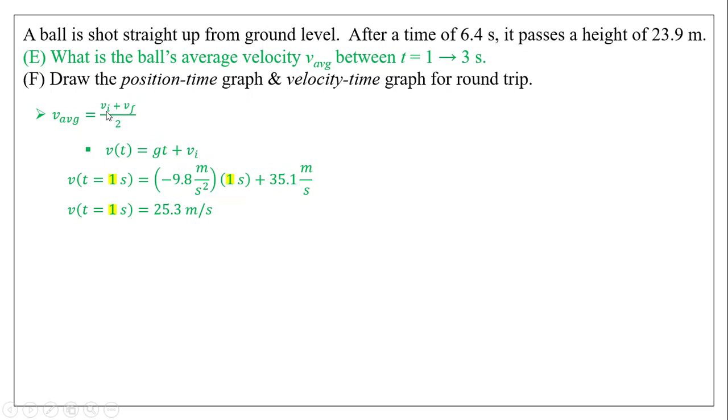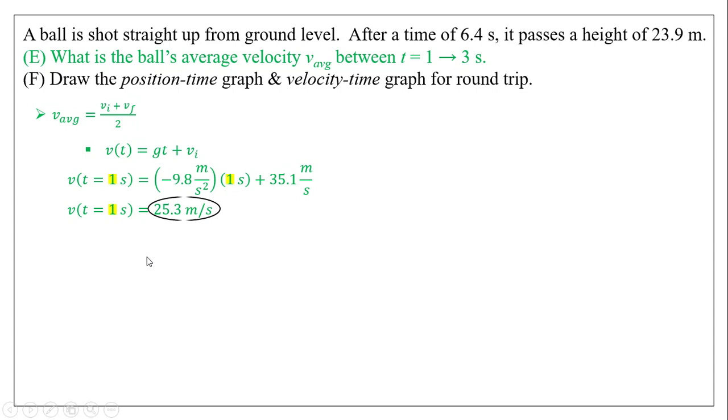The reason I need to find out 1 second is because this particular part E wants us to find the average velocity from 1 second to 3 seconds. So it is important that you pay attention to the interval presented to you and not make false assumptions. I need to find the velocity at 1 because it starts at 1. I need to find the velocity at 3 because it ends at 3.